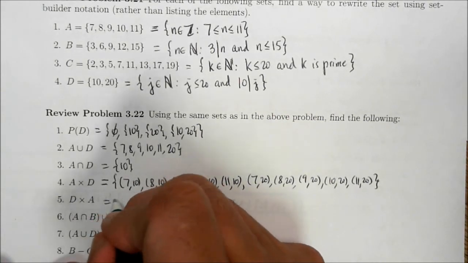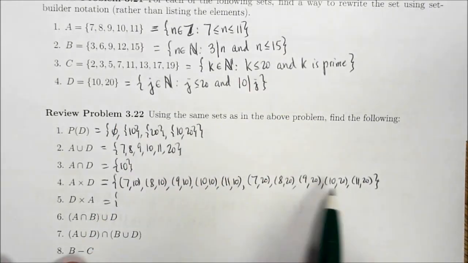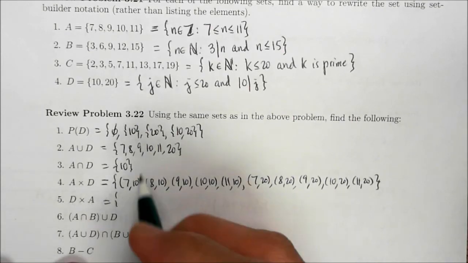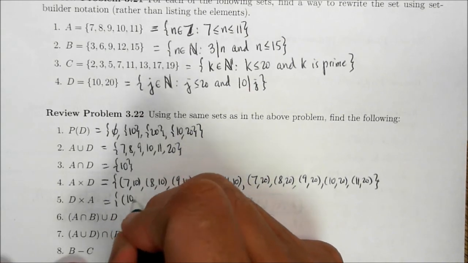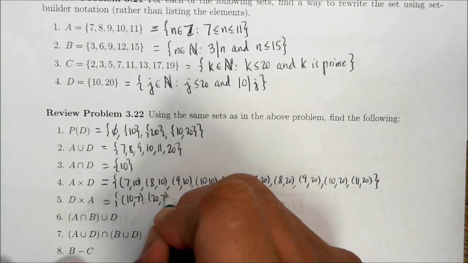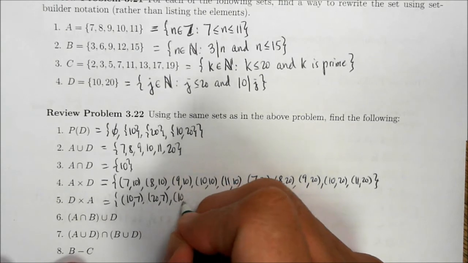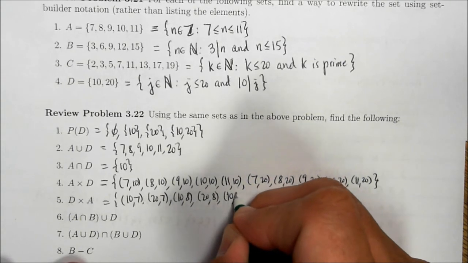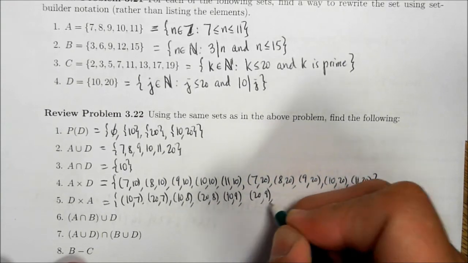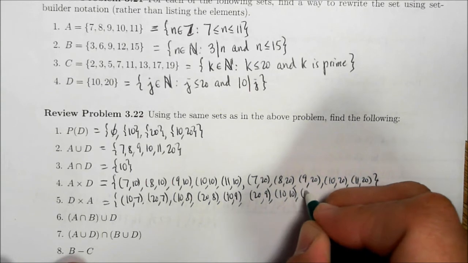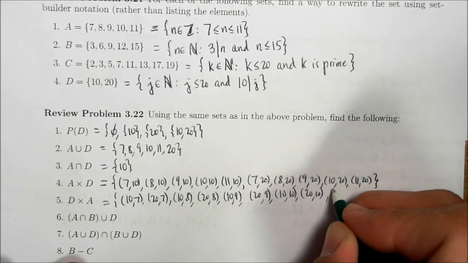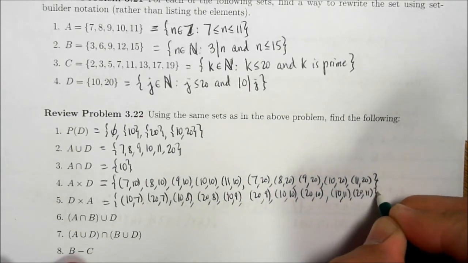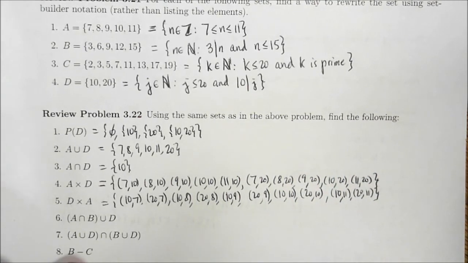D cross A, well, it's going to look an awful lot like this, except that the roles will be reversed. The first number comes from D, and the second number comes from A. So (10, 7), (20, 7), that's the first 2. Then (10, 8), (20, 8). (10, 9), (20, 9). (10, 10), (20, 10). And then finally (10, 11), (20, 11). And so that would be the Cartesian product D cross A.